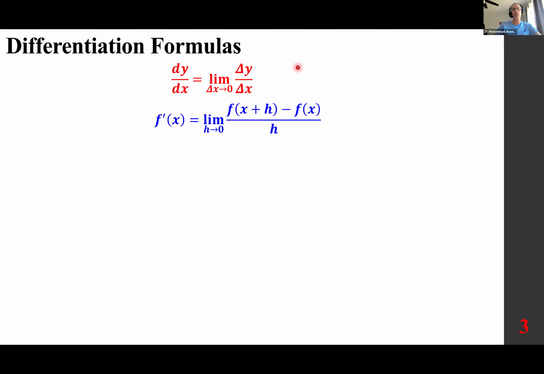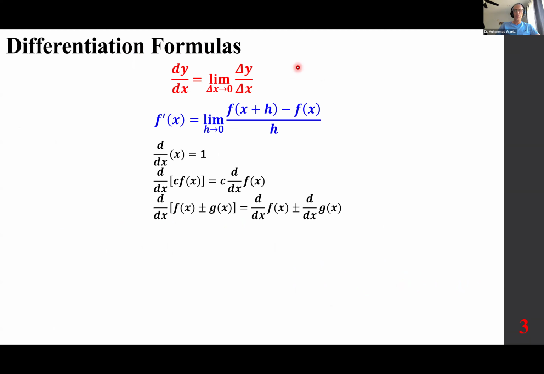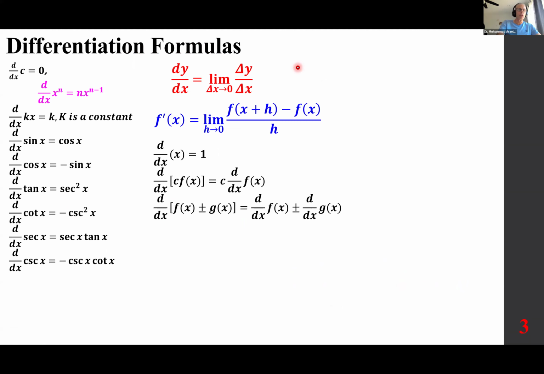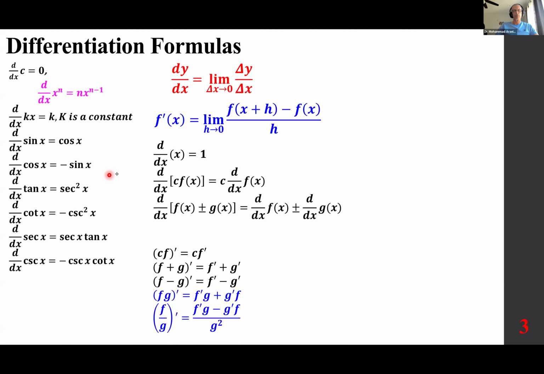dy/dx is the limit of delta y over delta x as delta x approaches 0, or f prime of x is the limit of f of x plus h minus f of x over h as h approaches 0. Then we have various theorems. For example, the power rule, trigonometric functions. For example, the derivative of x to the power n is n x to the power n minus 1. The derivative of sine is cosine. The derivative of cosine is negative sine, and so on.